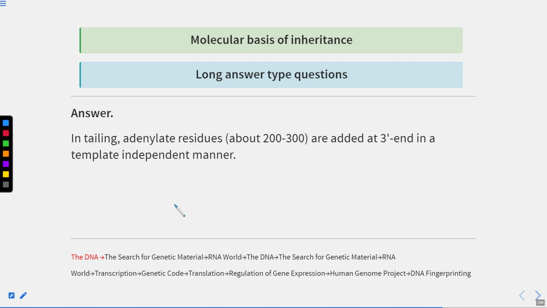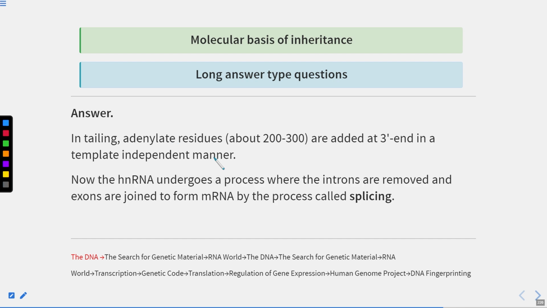Now, in tailing, what happens? Adenylate residues, around 200 to 300, are added at the 3' end in a template independent manner. So the 5' cap and the 3' adenyl tail are added. These are the two processes. Apart from these two, there is one more process known as splicing, which is the third process.